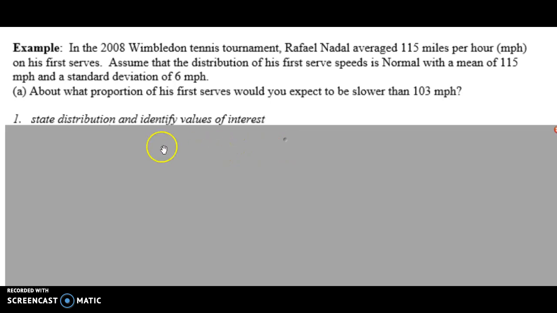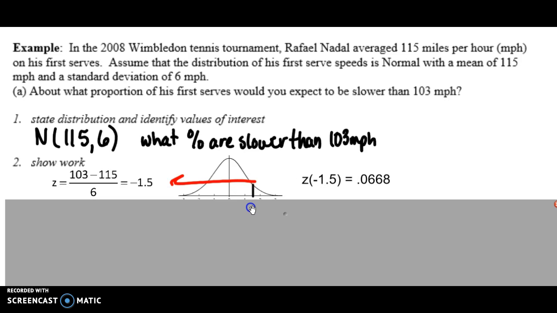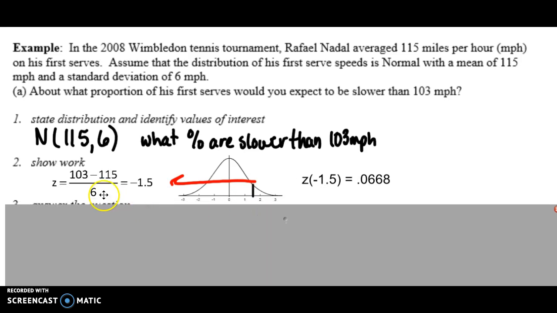When you answer a question like this, you always want to go through 3 steps: stating the distribution and identifying the values of interest. To state the distribution, we want to state that it's a normal distribution with a mean of 115 and a standard deviation of 6. Then we need to state what we're finding: what percent of the serves are slower than 103 miles per hour. The next thing we want to do is show our work for finding the z-value, showing where that is on the curve, and then finding the actual z-value in the table.